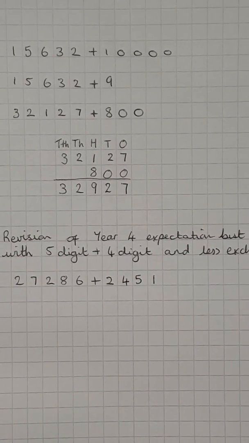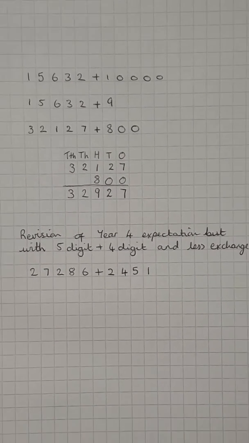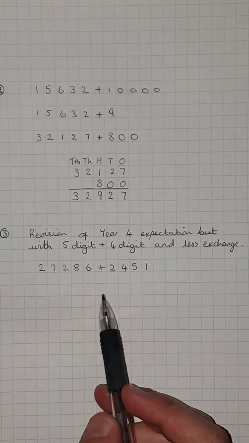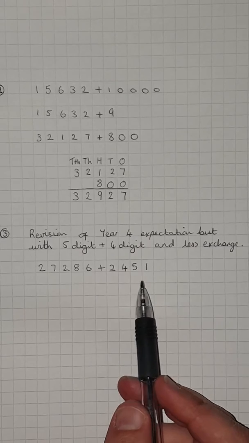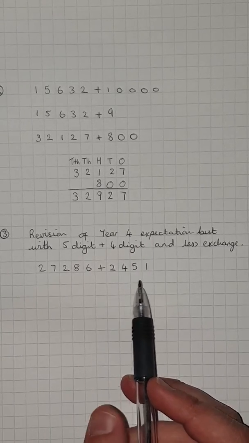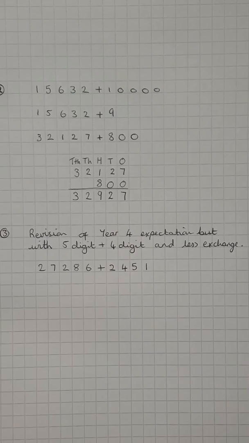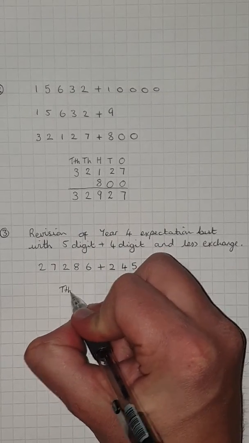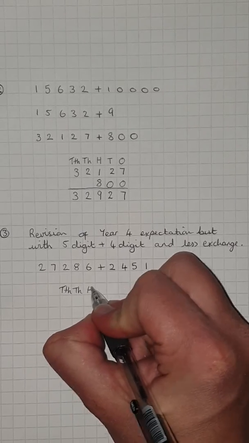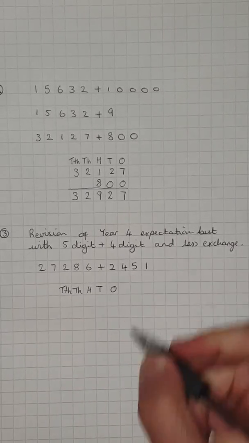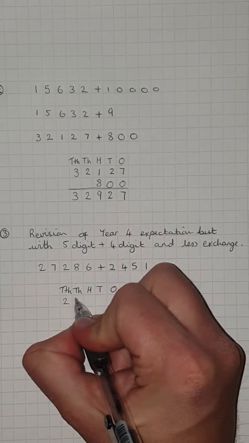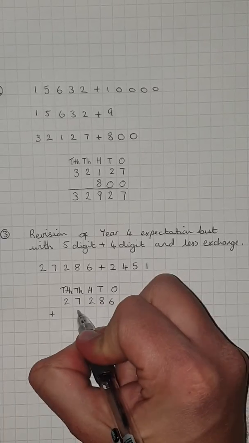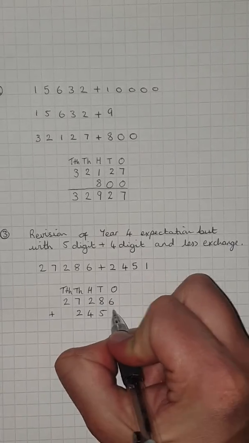And then the revision of the Year 4 objectives, so being able to add 4-digit numbers, but with slightly less exchange than at the end of Year 4, because we're looking at adding 4-digit numbers to 5-digit numbers. So I'll do that example for you here. So 10,000, thousands, hundreds, tens and ones. So 27,286 plus 2,451.